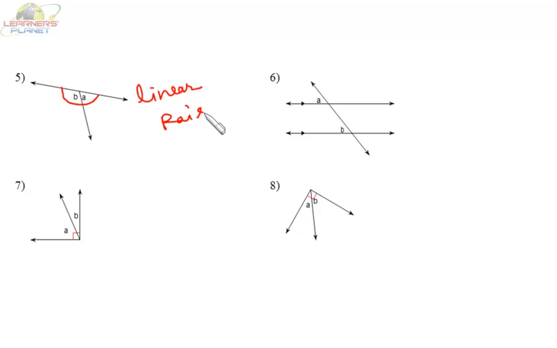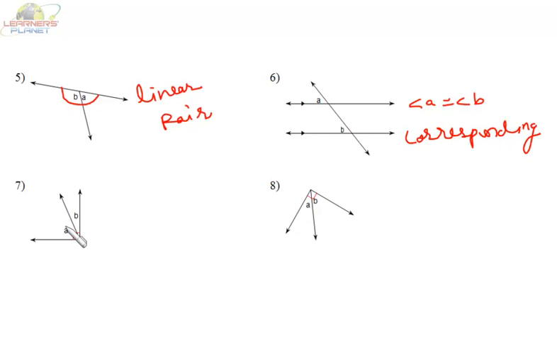Okay, I hope you are getting my point and you are able to recap the basic properties. Now see here, these are two parallel lines and these two angles, angle A and angle B, are lying on the same side of the parallel lines. Both of them are above the parallel lines. So angle A will be equal to angle B and we will call them corresponding angles.